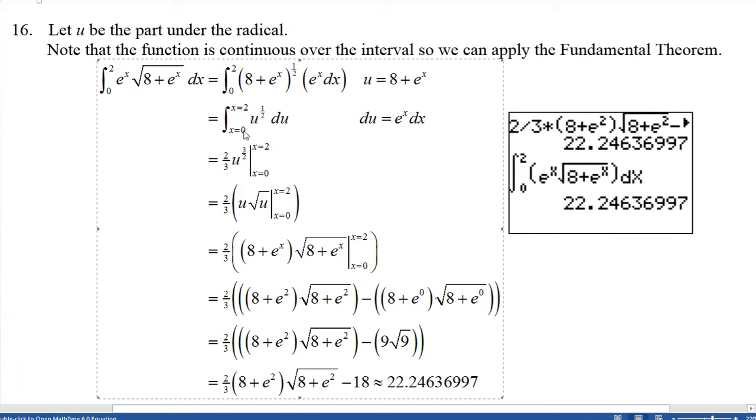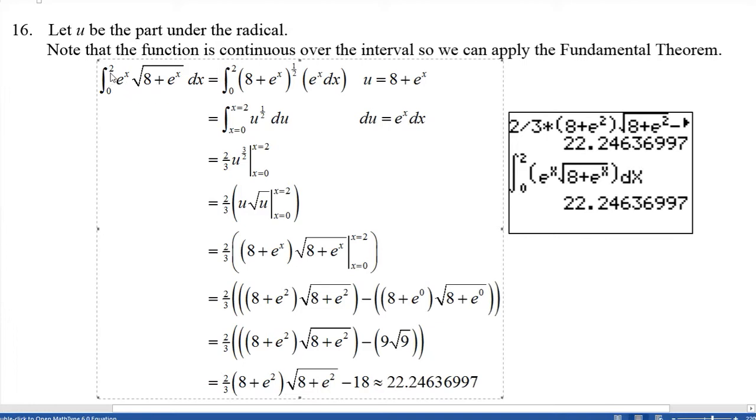Oh, now be careful. These are not u values for the exponent. They're x values. And by the way, there's something I should point out. We need to check this before we do any definite integral problem by the fundamental theorem. We first need to check to see if this function is continuous on this interval.